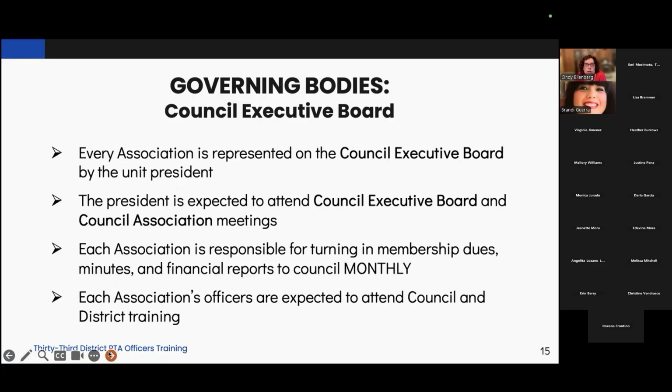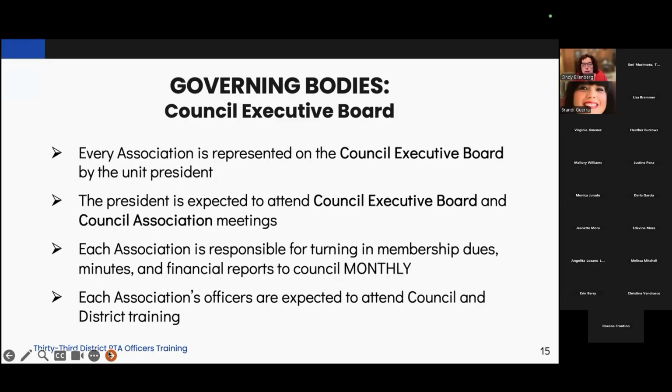Your council executive board, if you're a council, every association is represented on the council executive board by the unit president or their representative. They are expected to attend the council executive board and association meetings as part of the council so that your unit is represented at council and your voice can be heard for how things that are being discussed at the council level affect your school.